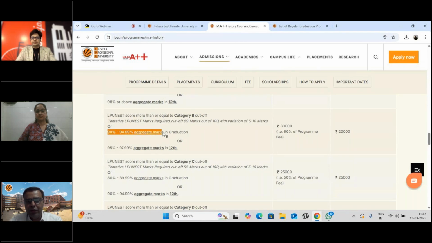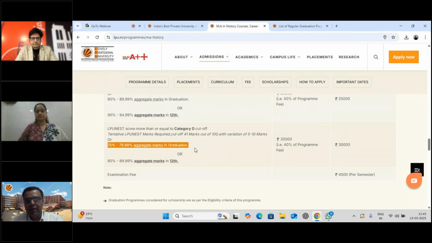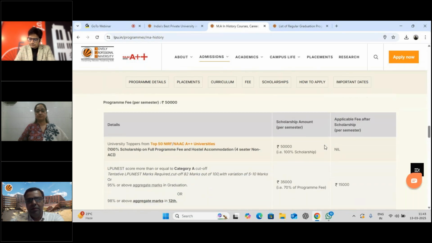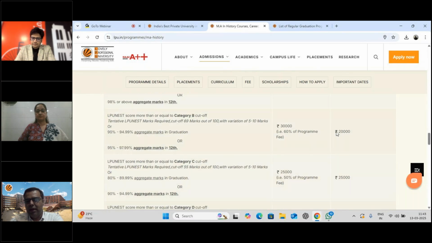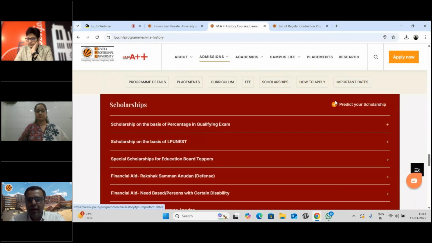Similarly, based on your graduation percentage, which is 90 to 94.9, or my percentile from 95 to 97.9, my scholarship will be around 60%. Similarly, 80% above in graduation and 90 to 94 in class 12, the scholarship will be 50%. And in case I'm getting 70 plus in graduation or 80 to 89 percentile in my class 12, my scholarship amount will be 40%. So you can see the fees from 50,000 it can be zero, it can be 15,000 per semester, very much affordable. So all depends upon your capabilities.